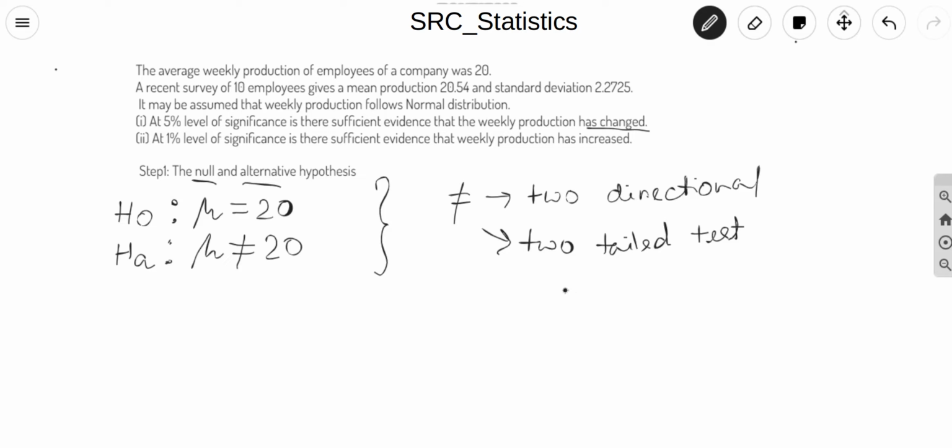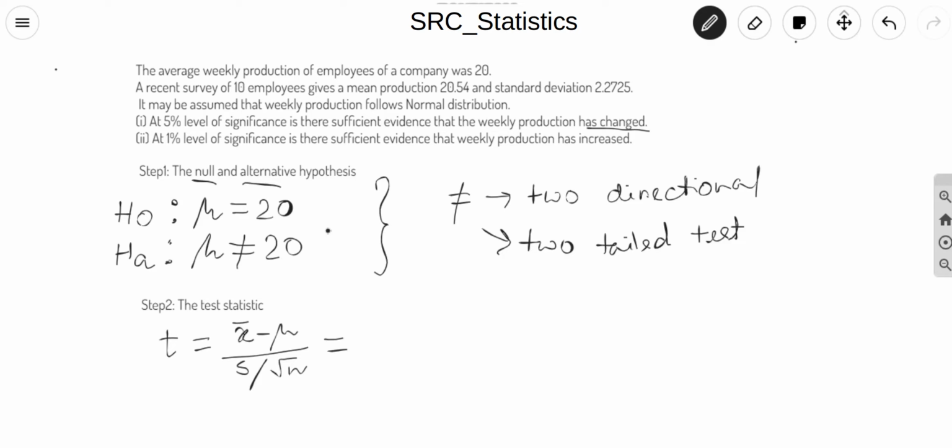Okay, so we shall do a two-tailed test for mean. Step 2 is finding out the value of the test statistic. We know that we are using the t statistic here. So the formula is t equals x bar minus mu divided by s by square root of n. Okay, so we put the values from the question.